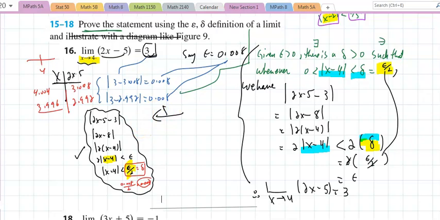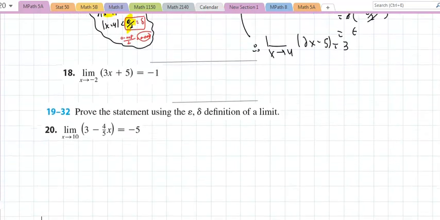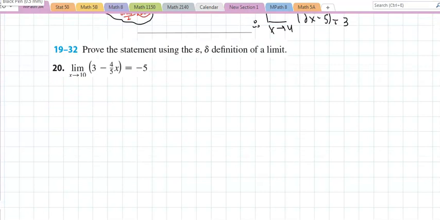So, let's do another one. Here we're not going to illustrate. Let me fix that. Alright, I'm looking at number 20 and here it is. So again, I'm going to go on the side and figure this out. I'm going to say 3 minus 4 over 5x minus a negative 5. Keep in mind, I have control over x minus 10. I want an x minus 10 out of this.